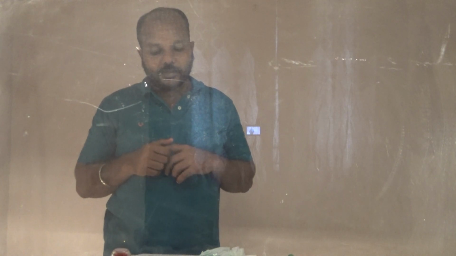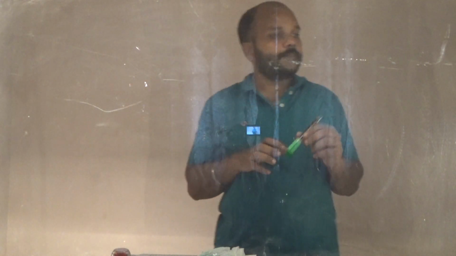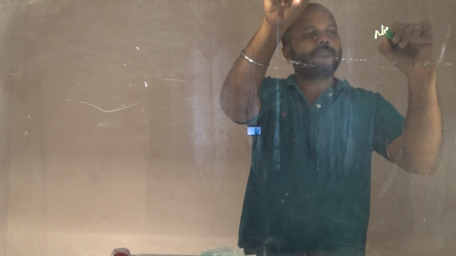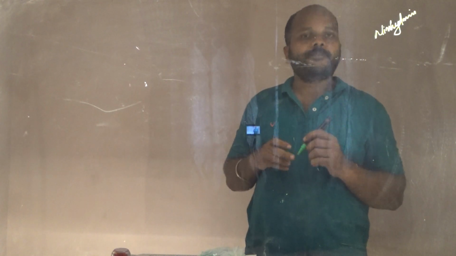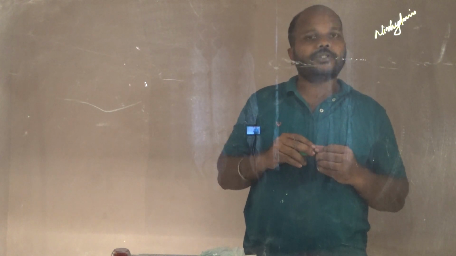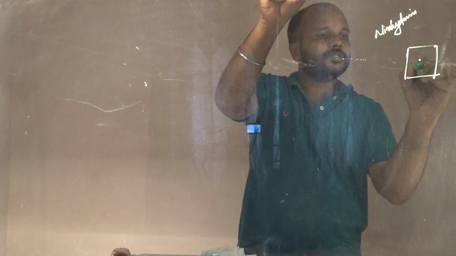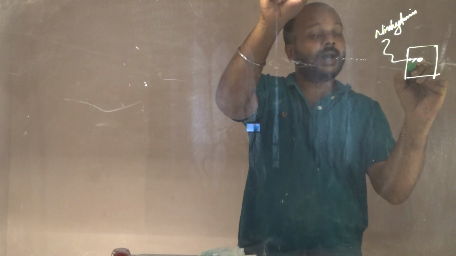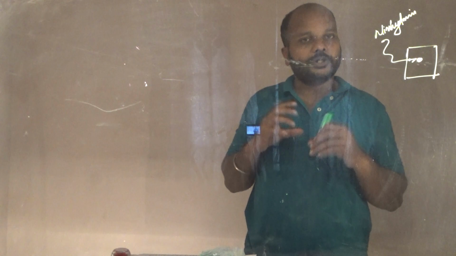Second question. What do you think a locating agent is? The locating agent in paper chromatography for amino acids is ninhydrin. See how this ninhydrin is able to locate the amino acid. Consider a paper. This is an amino acid spot. This ninhydrin will bind with the amino acid groups.